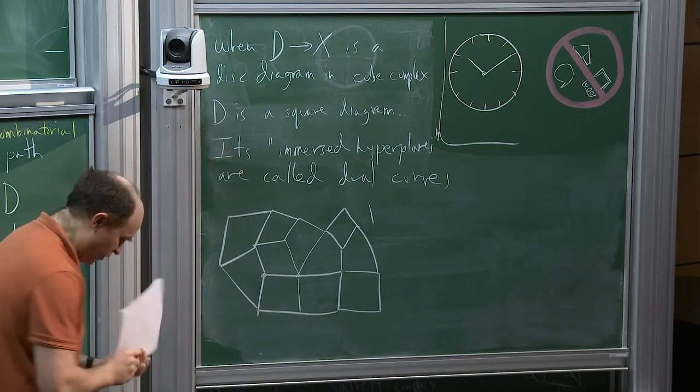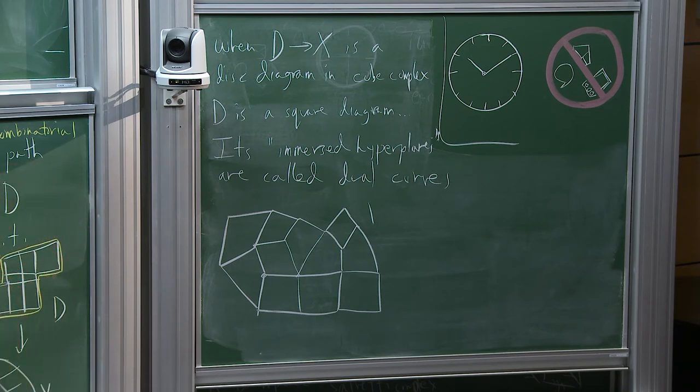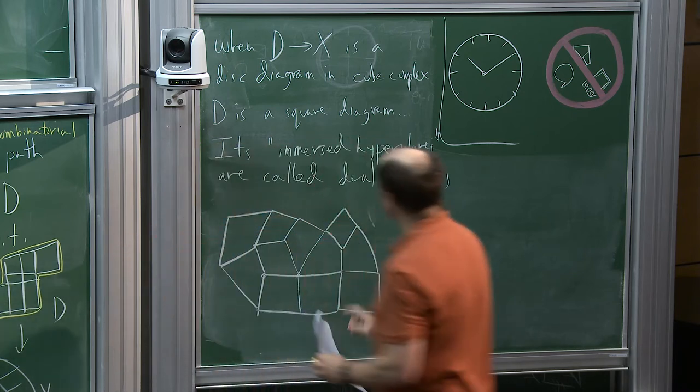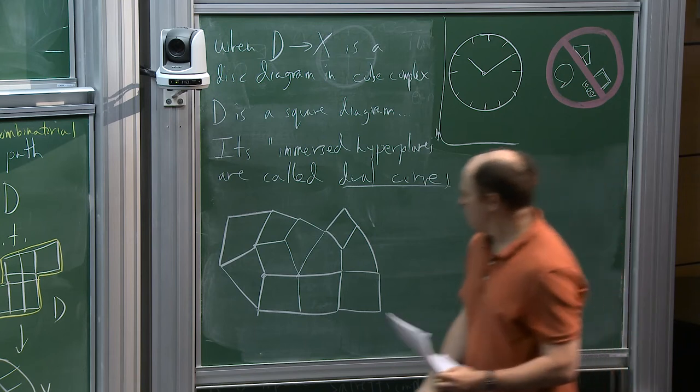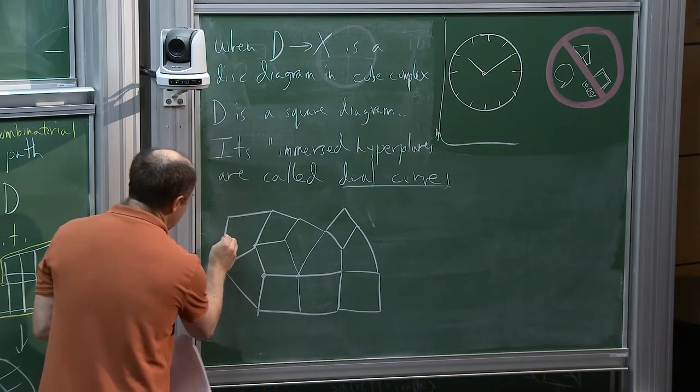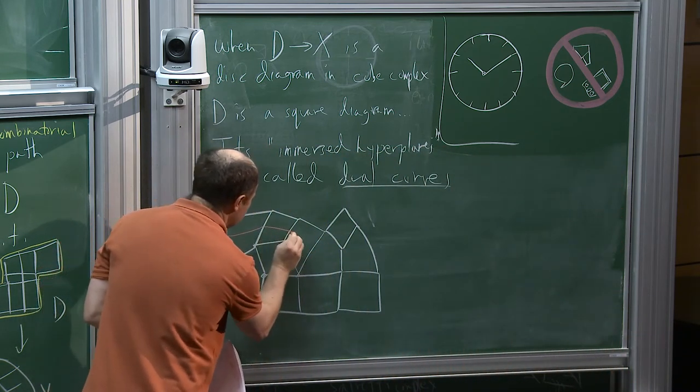There's a disk diagram right over there. I don't know if it's minimal or not. I didn't check. And you already know what these dual curves are. They're just what we would have called immersed hyperplanes. Here's a dual curve right over here.